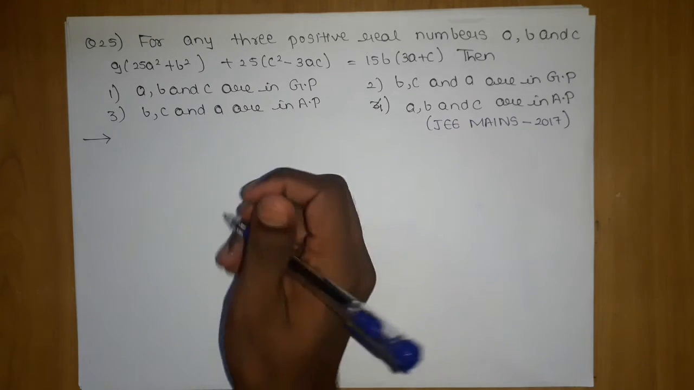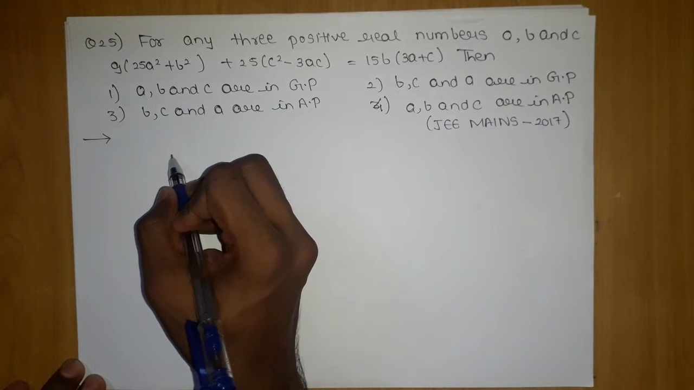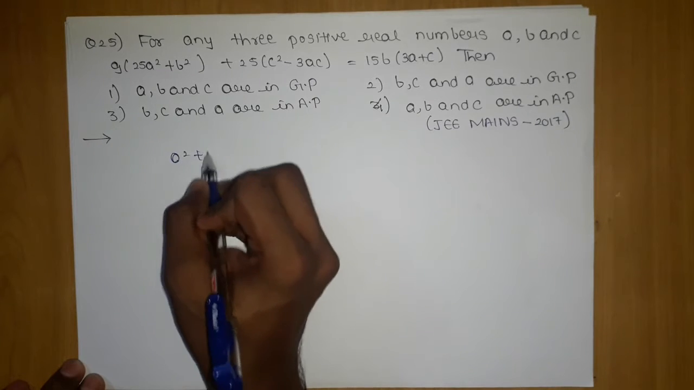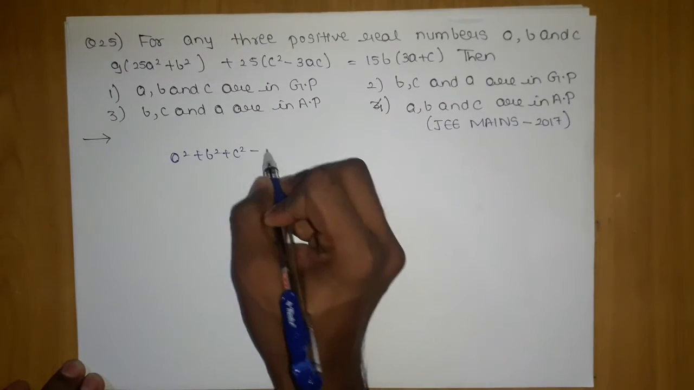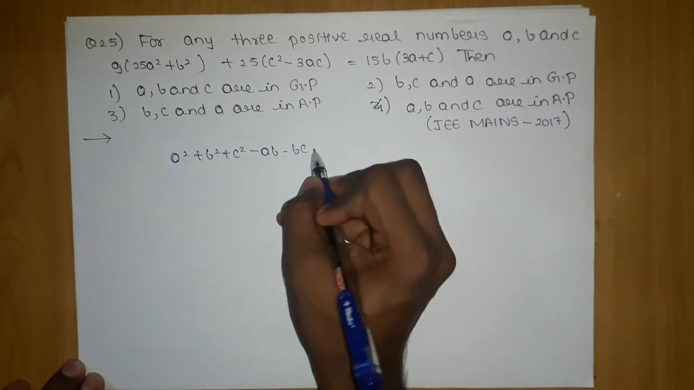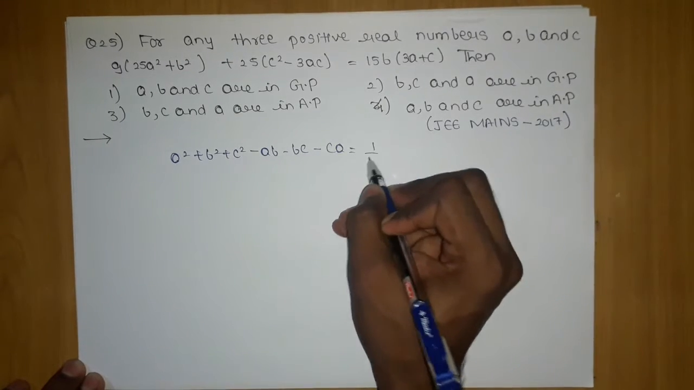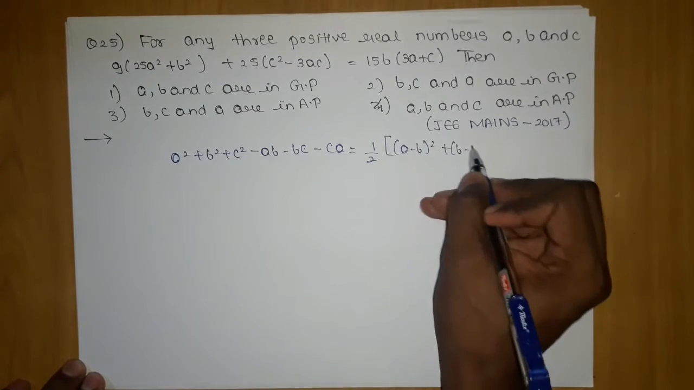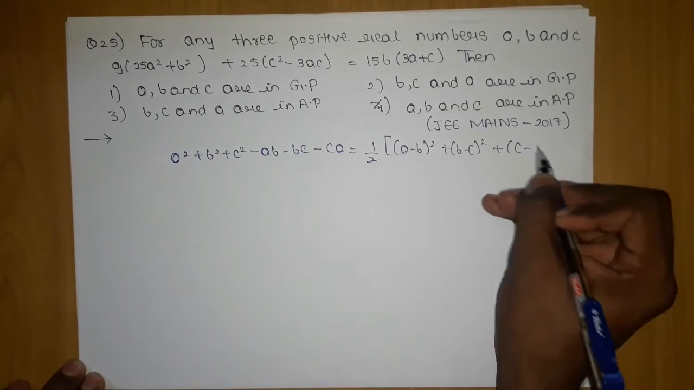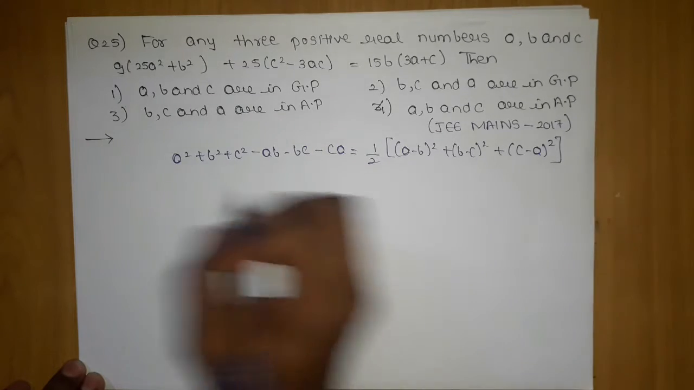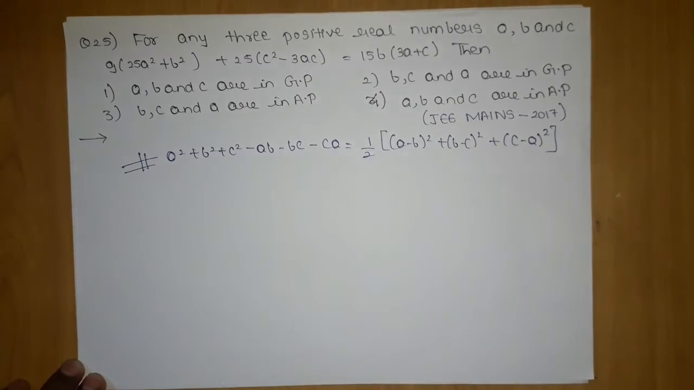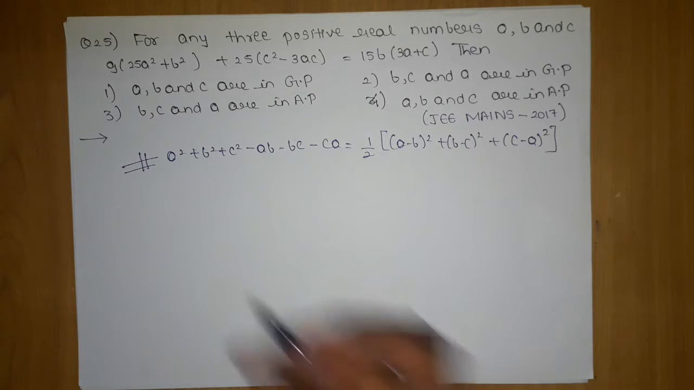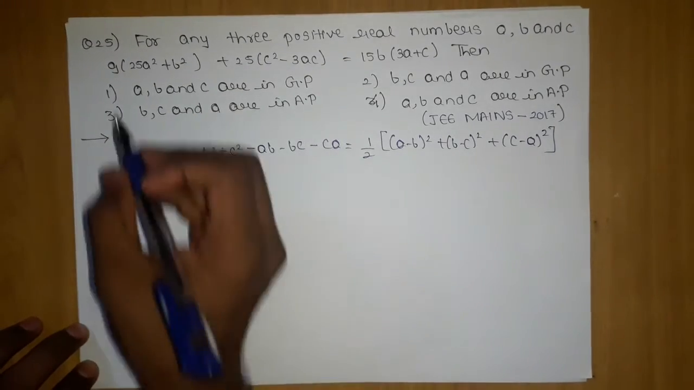So the solution is like this. The general formula: a² + b² + c² − ab − bc − ca is nothing but 1/2 times [(a − b)² + (b − c)² + (c − a)²]. If you know this formula, you can get this answer for sure. You just need to observe the things a little bit and you will surely get the answer. So here I want to get this thing.